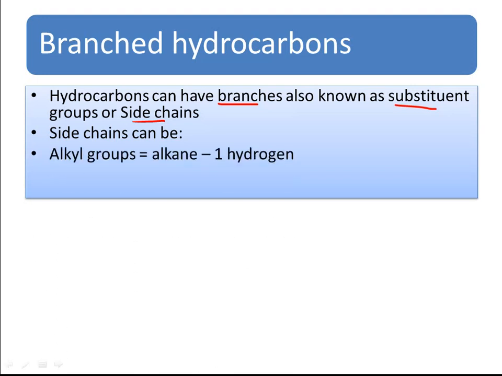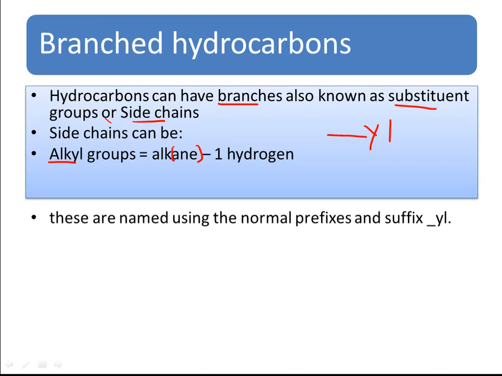So side chains can be what we call an alkyl group. What is an alkyl group? It's an alkane minus a hydrogen, right? And we name them almost the same way we name alkanes, counting the number of carbons to get the prefix, but the suffix for alkyl groups is going to be YL, right? So I find my prefix from the number of carbon atoms, and then instead of using ANE as my suffix, I'll use YL as my suffix.